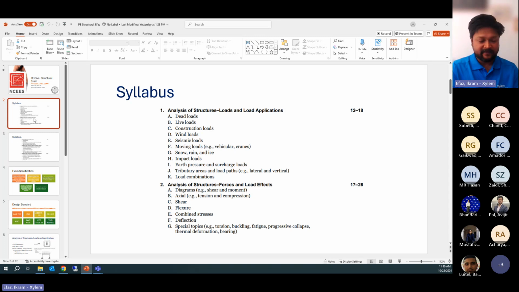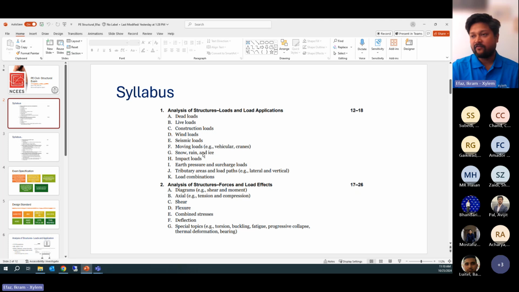There might be some questions from earth pressure and surcharge. Let's say there is a buried structure, a buried pipe. How the earth pressure and the surcharge load will come to the pipe can be another question. Then there are the tributary areas and load combination. This section is mainly mathematical. There will be a lot of mathematical problems, but also a lot of conceptual questions. I'll discuss a little bit more how to tackle this section in the later part of the presentation.